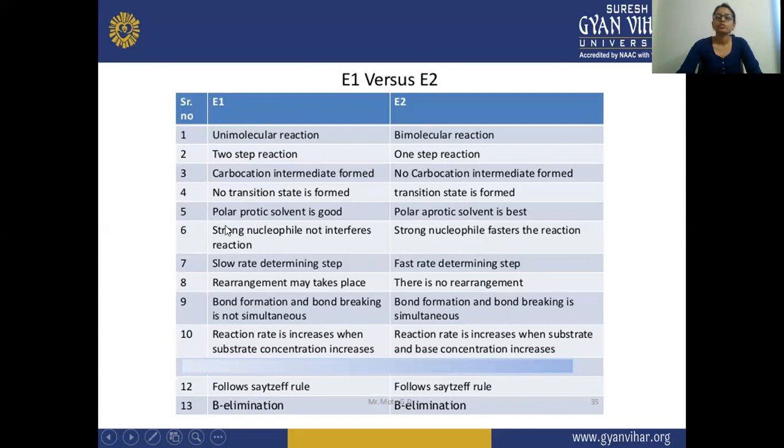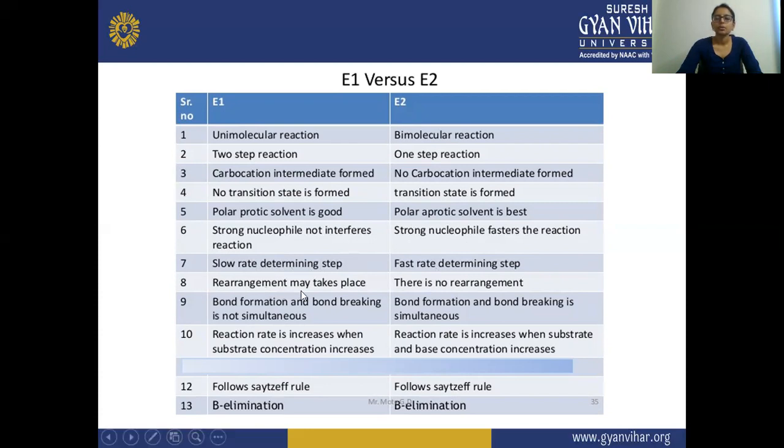For the E1 reaction, a polar protic solvent is good, meaning there should be hydrogen bonding, so hydrogen should be there. But in E2, a polar aprotic solvent is best, so no hydrogen-containing solvent should be there. In E1, a strong nucleophile does not interfere with the reaction, while in E2 a strong nucleophile speeds up the reaction. In E1, a slow rate-determining step is involved; in E2 a fast rate-determining step determines the reaction.